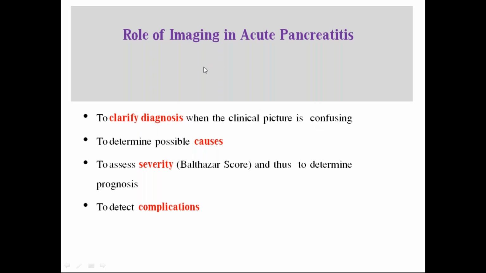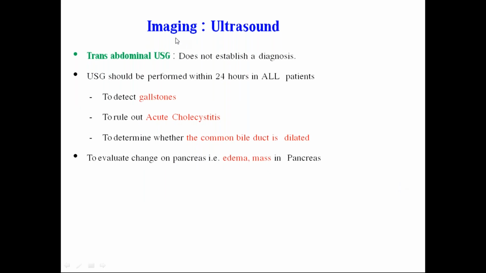In the case of ultrasound, you clearly look at the gallbladder and associated gallstones. The most common investigation used in the emergency room is ultrasound. Transabdominal ultrasound does not establish the diagnosis. It should be done to rule out other conditions. Coming to the causative factors, it can detect gallstones. It can rule out acute cholecystitis depending upon the wall thickness, perigallbladder inflammatory changes, and fluid collections.